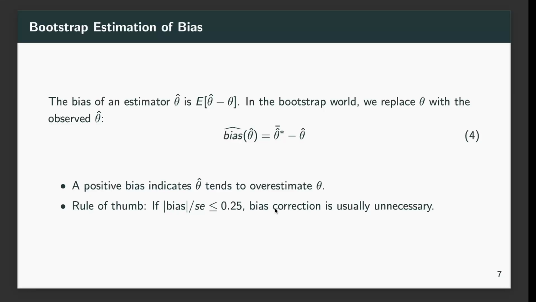Now let's talk about the estimation of bias. This is also an important application of the bootstrap. As you can see in this equation, the bias of an estimator theta hat is defined to be the expected value of theta hat minus theta, which is the average amount by which the estimator deviates from the true parameter value. If the bias is positive, our estimator tends to overestimate the parameter. If it is negative, then it tends to underestimate it.